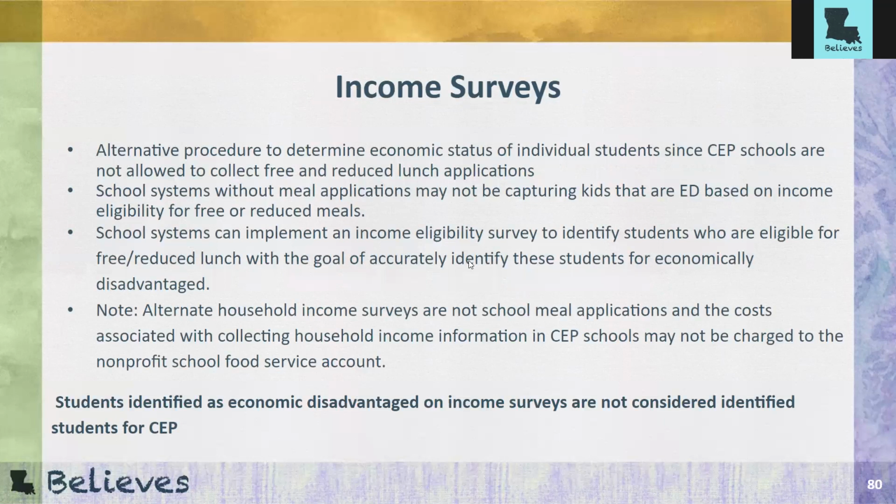And then income surveys. Alternative income surveys can be used to determine economic status, since CEP schools cannot collect free or reduced priced applications. So without meal applications, many school systems feel like they may not be capturing all of the kids that are economically disadvantaged based on income. So you can implement an income survey with the goal of trying to capture those kids that may not be already counted.